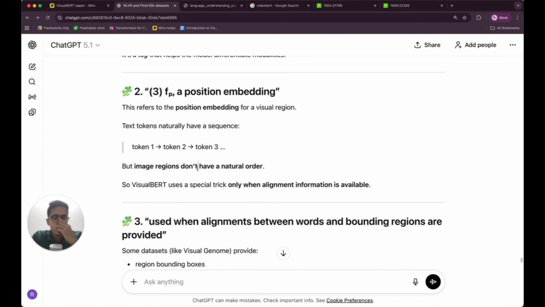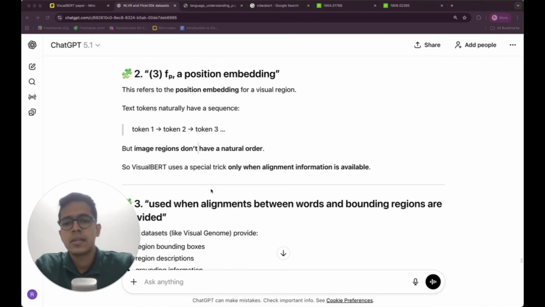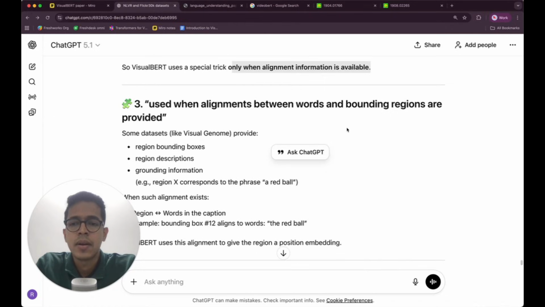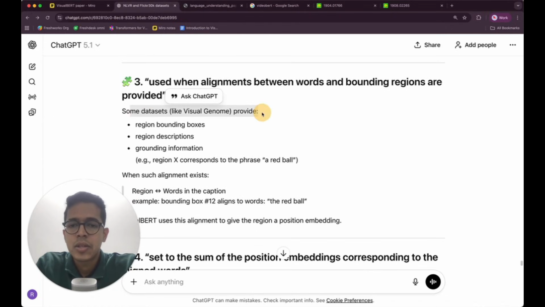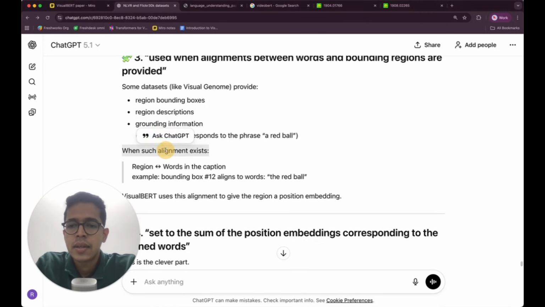This is the thing that I was looking for. See, in textual tokens, there is position embedding, right? Because text appears sequentially, but image tokens do not have a natural order. So VisualBERT uses a special trick only when alignment information is available. Some datasets like Visual Genome provide region bounding boxes, region descriptions, grounding information, etc., where such alignments exist.